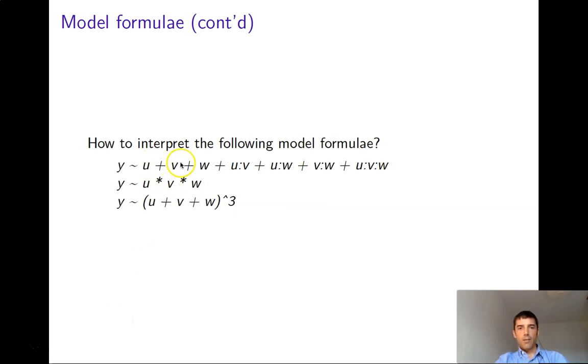So now we have u, v, and w, the two-way interactions, and a three-way interaction, which is the same as saying u times v times w. This is just a shorter version of saying what the first is saying explicitly, and is also exactly the same as the third line, which says to include u, v, and w and all the interactions up to three-way.